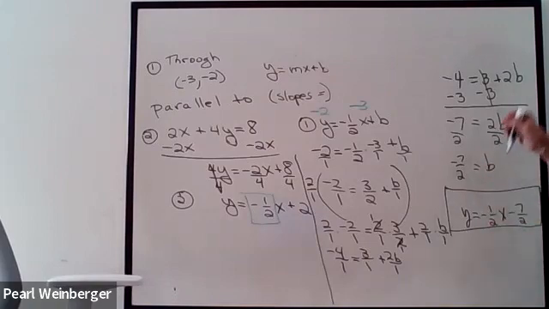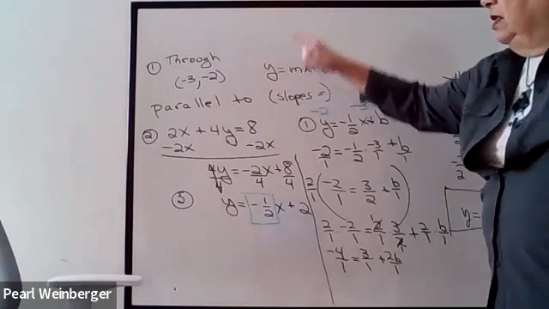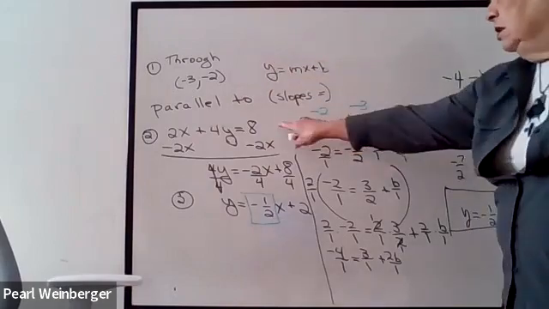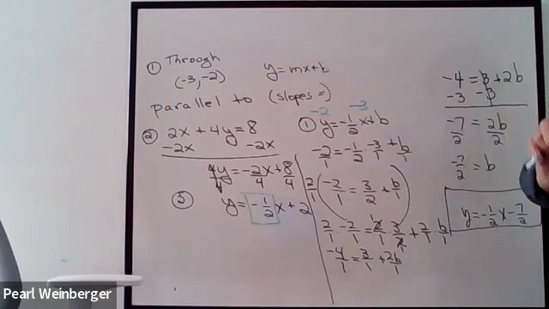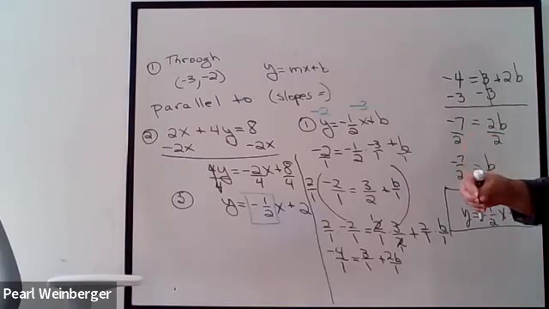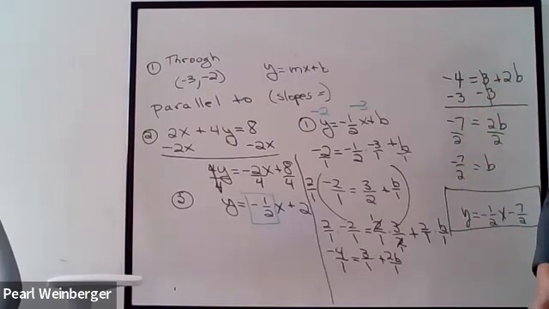I have now accomplished what I wanted to do, which was write the equation that goes through this point that's parallel to this line. So again, the fact that it was parallel gave us information about the slope. Once we had the slope, we could take the point and figure out what the actual equation is.